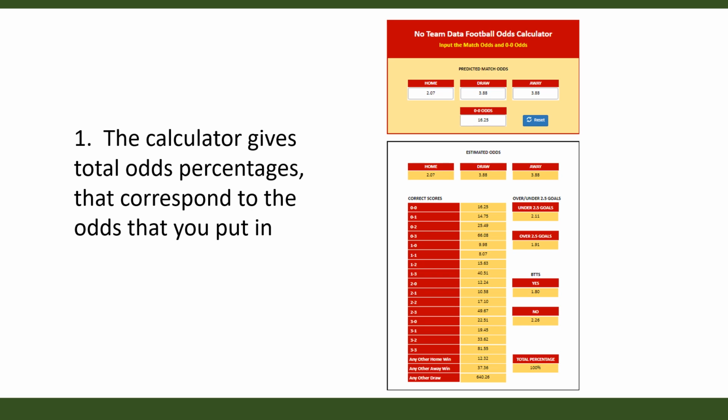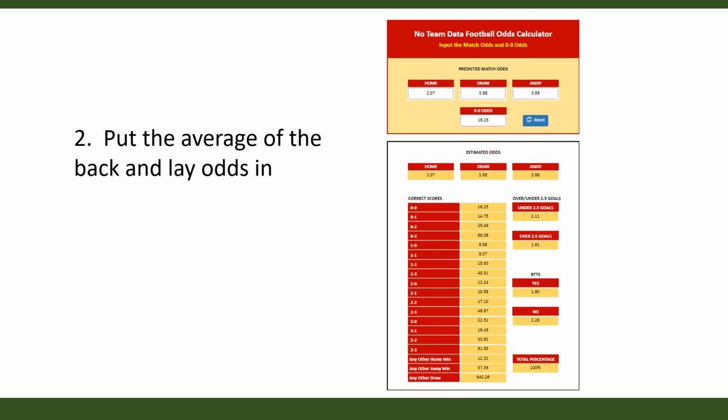So the odds I put into the calculator are the odds for the Champions League final between Liverpool and Real Madrid in the morning of the match. You might have noticed that I put some strange numbers into the calculator, such as 3.875, and this is because the draw odds and Real Madrid's odds were 3.85 to back and 3.9 to lay. Therefore, the 3.875 was an average of the back and lay odds. So if there are gaps between the back and lay odds, you can put the average in. If the gaps are too big, it might be best to wait until the match odds settle down.